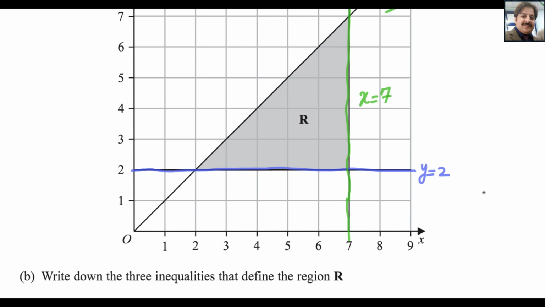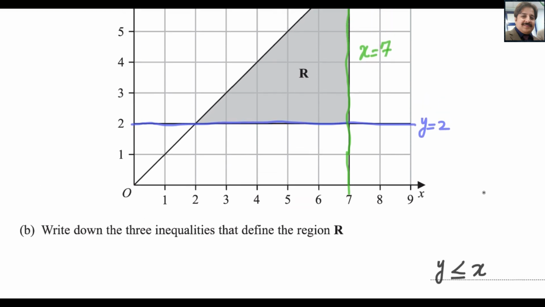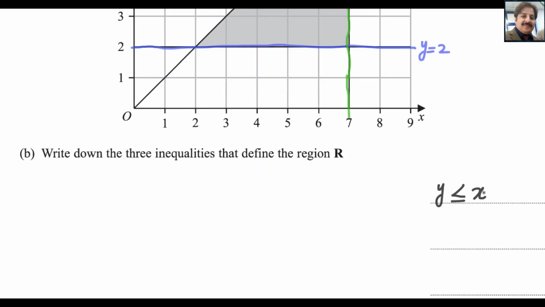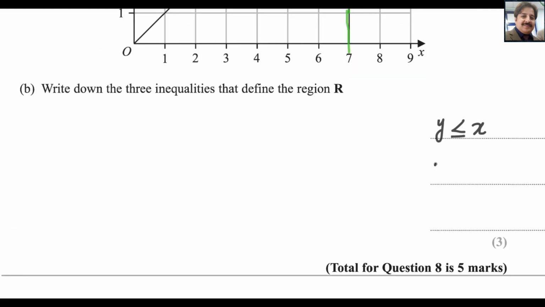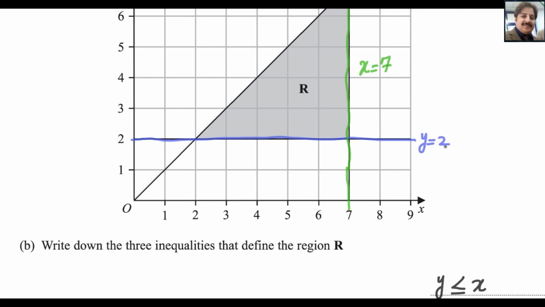Now the green line, it is on the left side of this line, so it is still less. If it is on the right side, it will be greater. So x is less or equal to 7 is the second inequality. And what about the third inequality, the blue line, y equals 2? Because the shaded region is above this line, for above, it is greater.